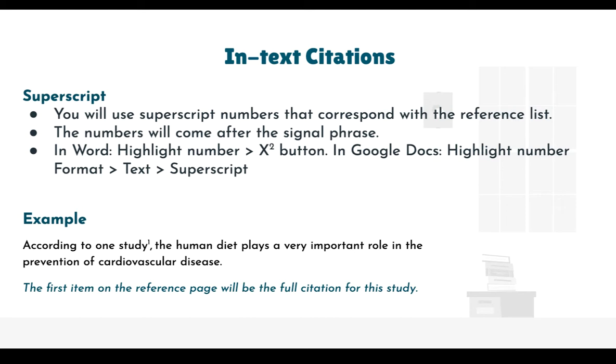You'll use in-text citations everywhere that you are referencing a particular article that you're using. And so everywhere that you cite an article or paraphrase or make quotations is where you're going to use your superscript numbers. And the numbers will come after the signal phrase.